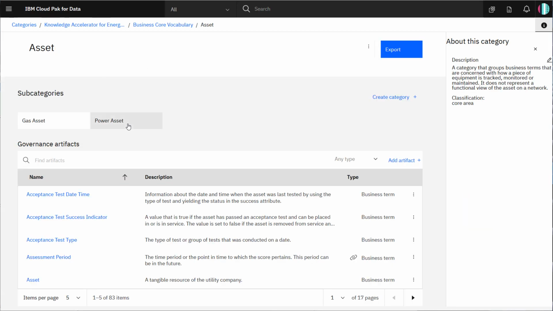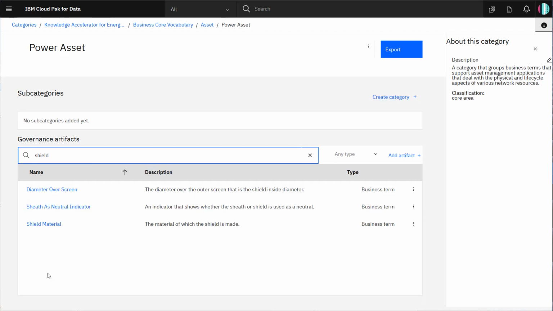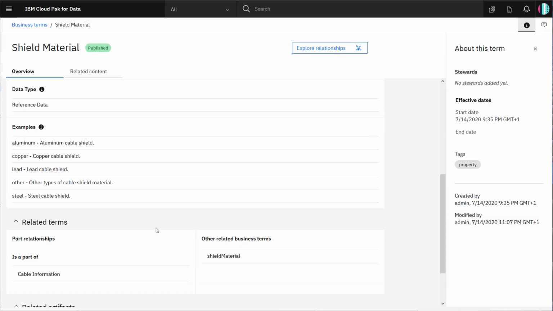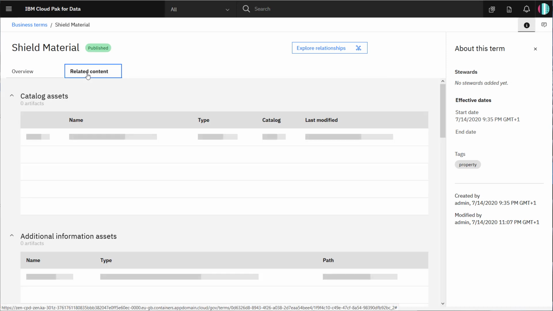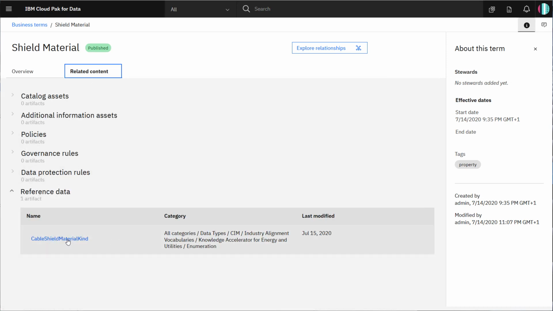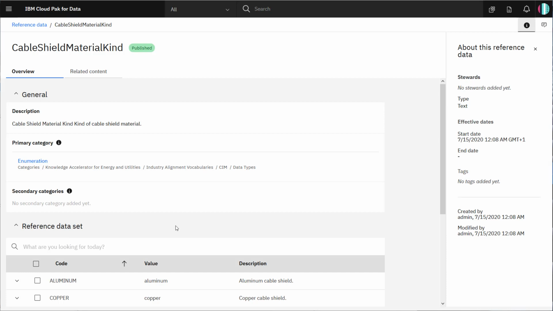And in the power category, shield material. This is a property term used to describe cable information. There is SIM standard reference data associated with this term, containing 5 values.